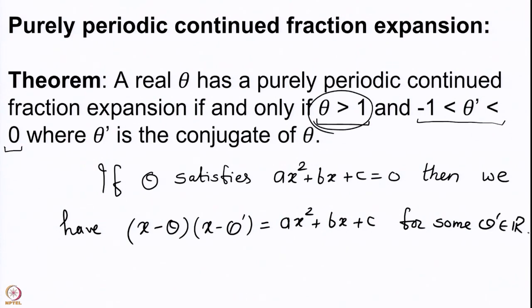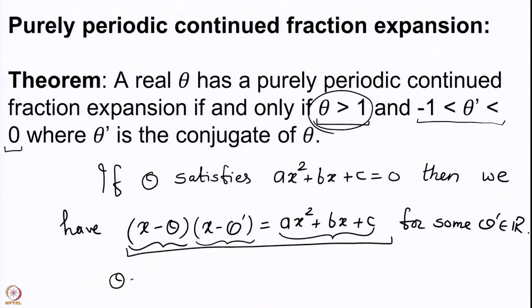This is easy to see, and I will not do this in this course. So, we can actually factorize this degree 2 polynomial over reals, where one root is of course theta, because theta does satisfy this. When you put x equal to theta, you are going to get 0. So, one root is theta, and then there is one more root, theta prime.